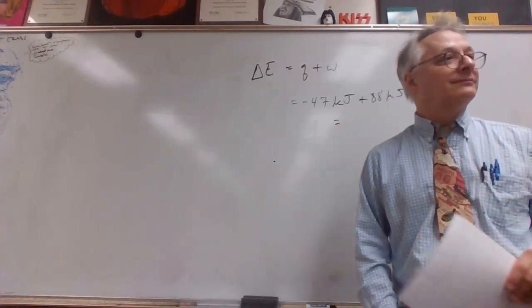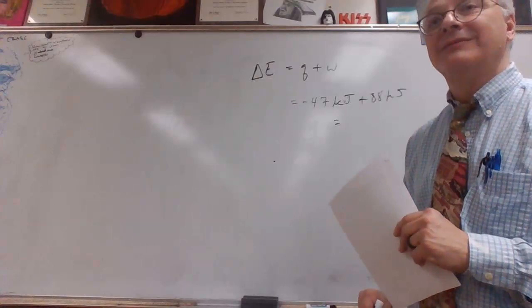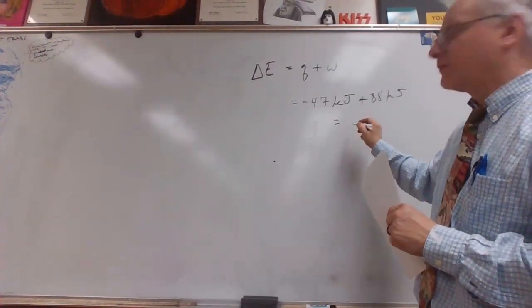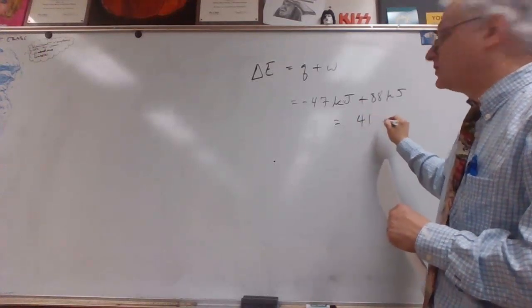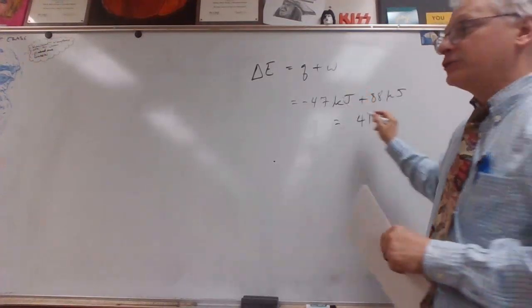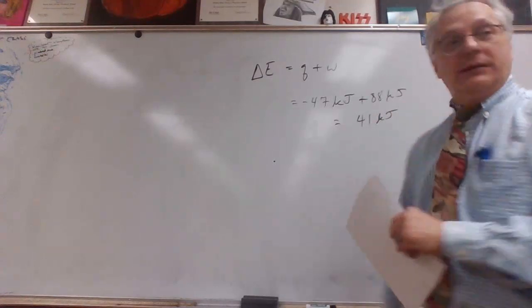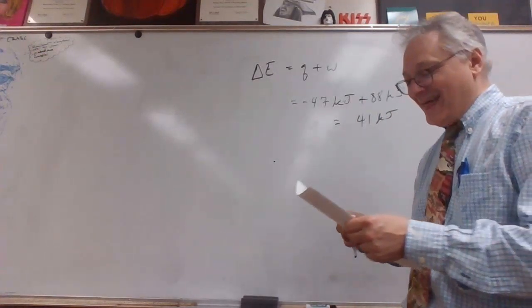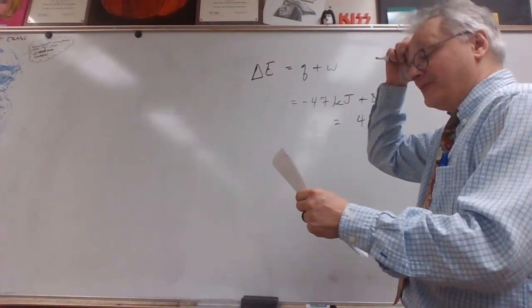Who's got it? What do you got? Was that 30? 40? What? 41? Positive. And what's the unit? Kilojoules. How'd you like to have a test of just all these? Yeah. Okay, now this is one.